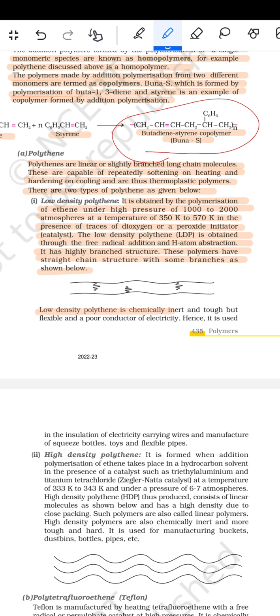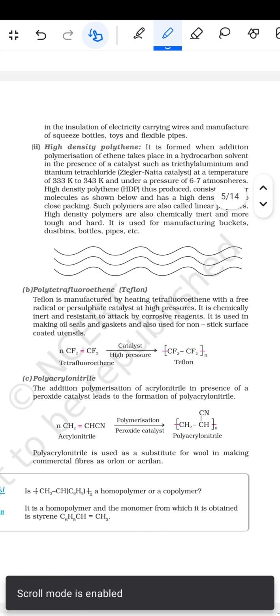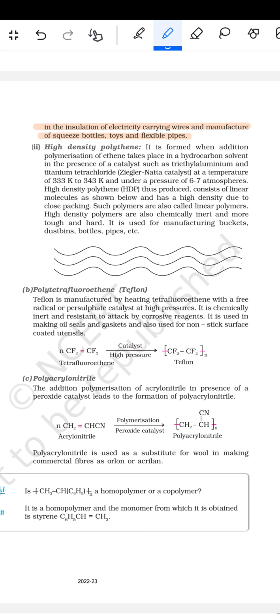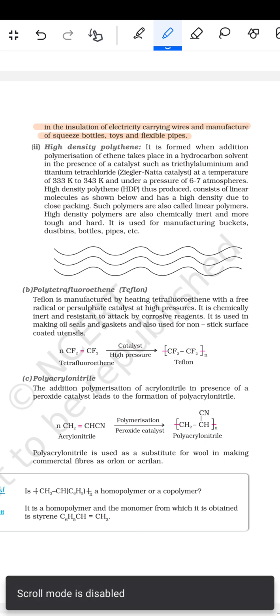Low density polythene is chemically inert and tough but flexible and a poor conductor of electricity. Hence it is used in the insulation of the electricity carrying wires and manufacture of the squeeze bottles, toys and the flexible pipes. फिर आता है high density polythene.